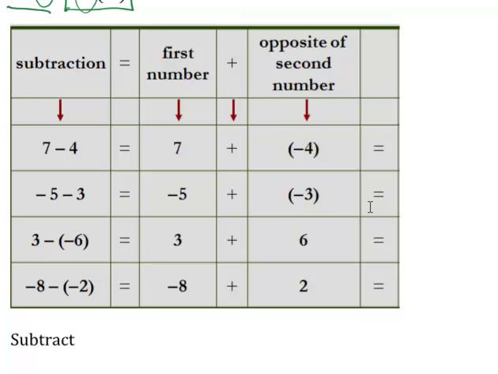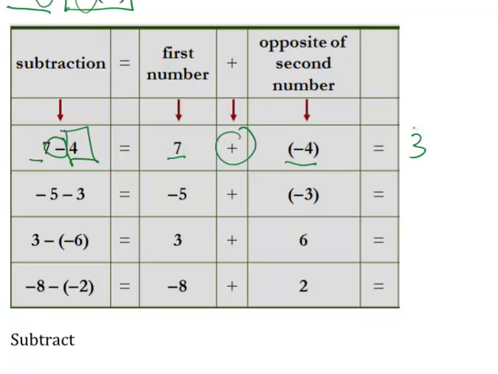So here's my problems. It says subtract 7 minus 4. If you notice, my first number doesn't change. It was a 7. We kept it a 7. We changed the minus sign here to a plus. Then I'm going to box that second number. That second number right now is 4. Well, the opposite of 4 would be a negative 4. So 7 plus negative 4. If I had $7 and I owed you 4, well, now I'm left with 3.